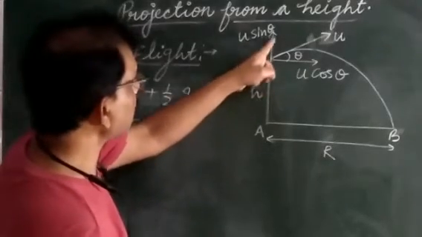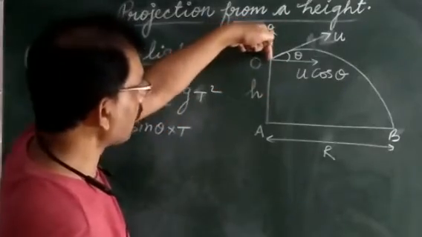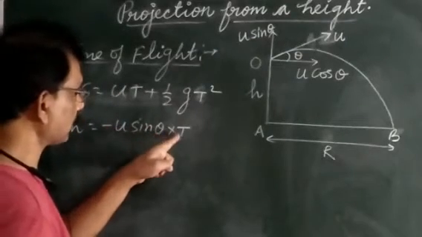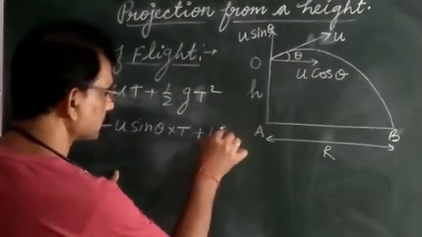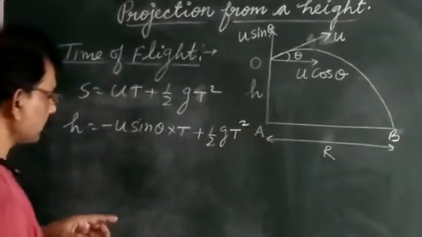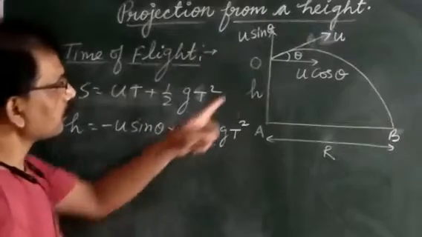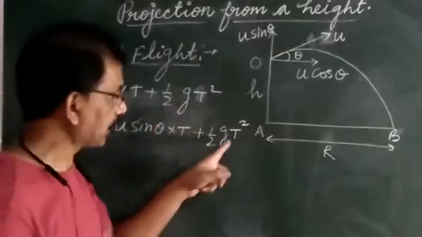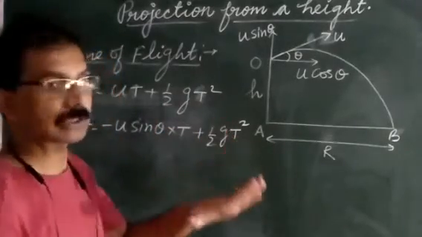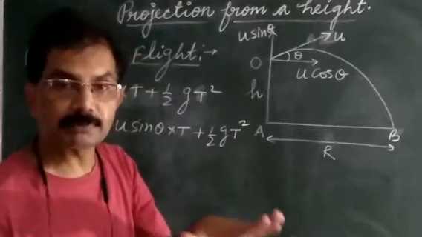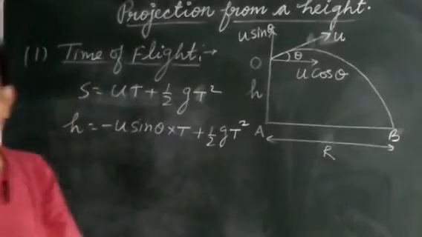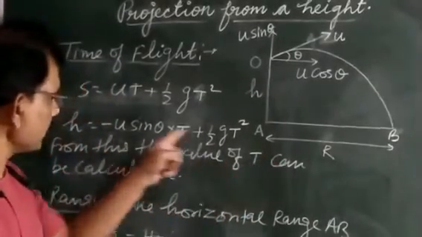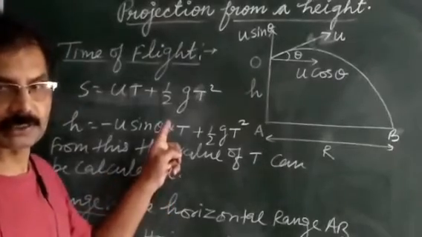plus half gt square. Remember, u sin theta if plus is upward, but we have to take it downward because we want to know how long the body takes to reach the ground. So that will take minus u sin theta into t plus half g t square. And in this case if h is known, u is known, theta is known, then by solving this we can find the value of t. This t is called the time of flight. Time of flight means the time taken by this body to reach the ground. So from this, the value of t can be calculated, and thus we can calculate the time of flight.